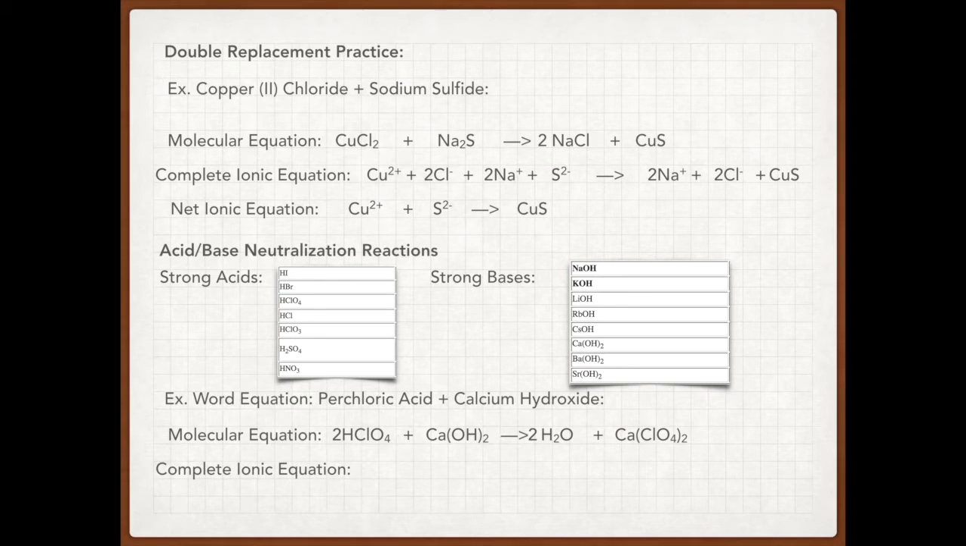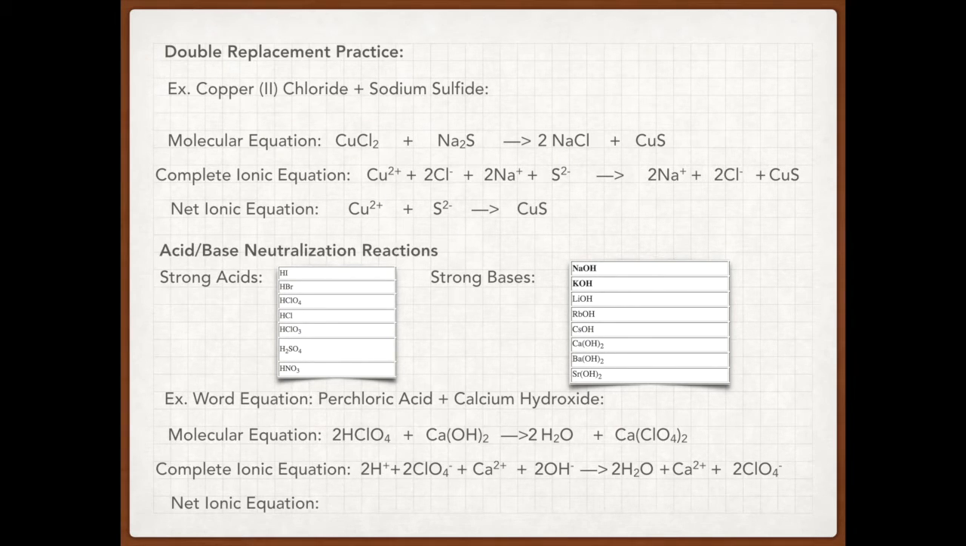The next part is to break apart anything that is soluble or any of my strong acids or bases. So since perchloric acid is strong, I need to break it up into its ions. So I have 2 hydrogen ions and 2 perchlorate ions. And then I also have, because calcium hydroxide is a strong base, a calcium ion and 2 hydroxide ions. And so that's going to produce 2 waters. Water doesn't break apart. And then calcium perchlorate is actually soluble, so it's going to break apart into its ions. So I have calcium with a 2+ charge, and then I have perchlorate, which would be 2 of them.